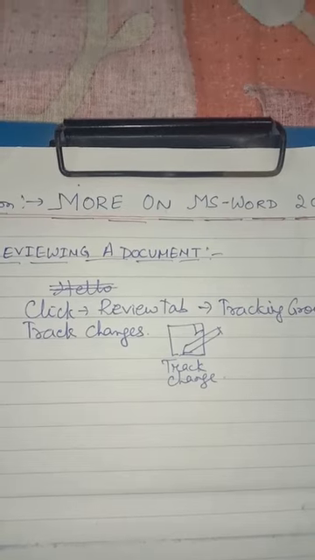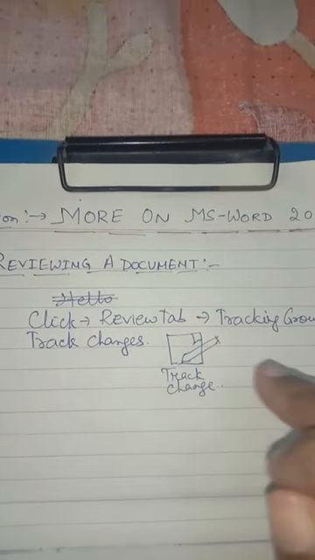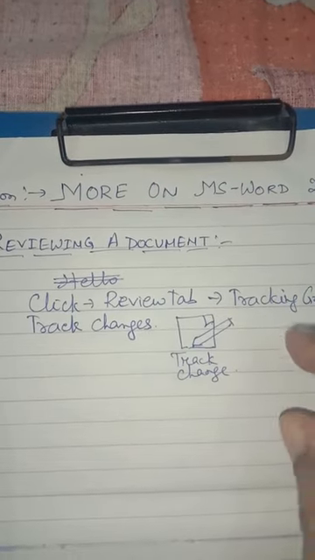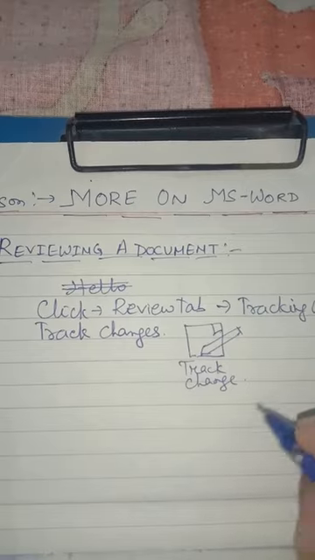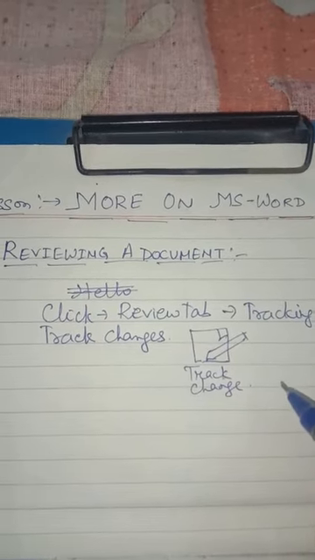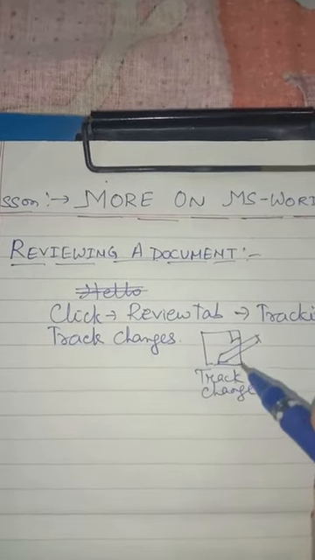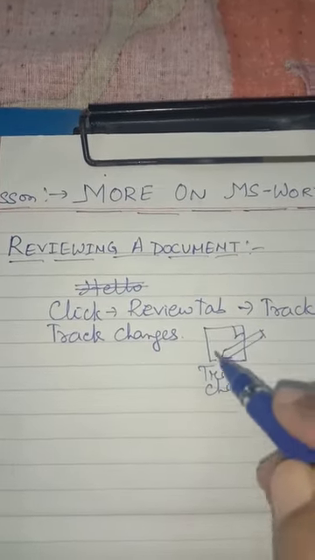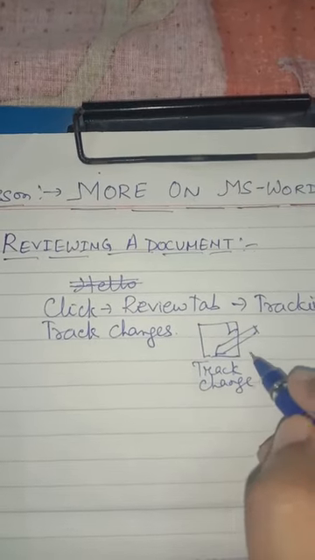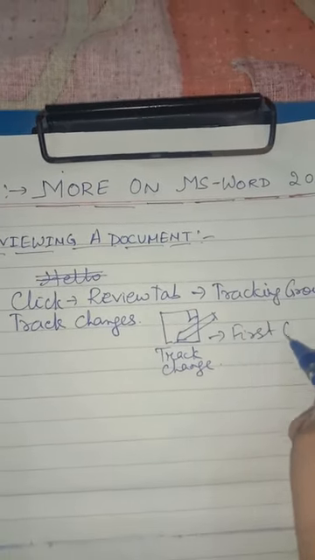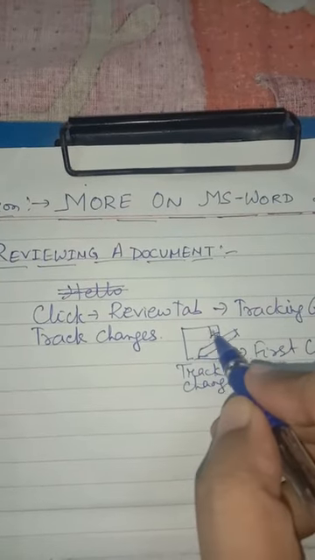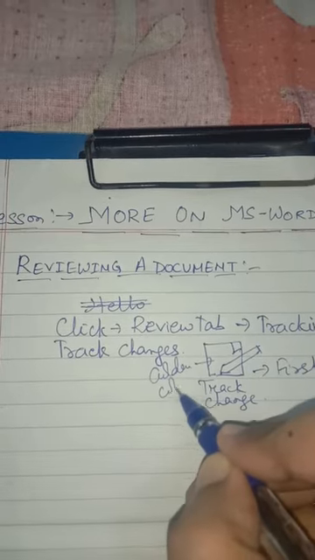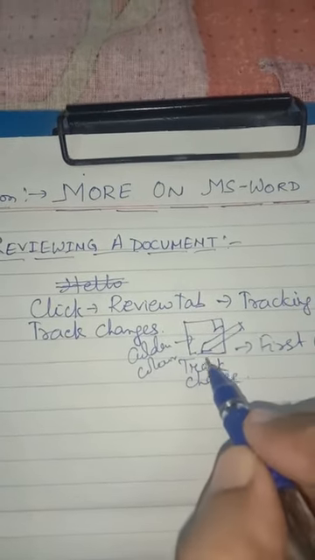Toggle buttons are those buttons that once clicked become on, and as soon as you click another time over them they become off. So track changes is a toggle button. As soon as we first click on it, it will get highlighted in golden color to show that it is active, to indicate that the button is on.